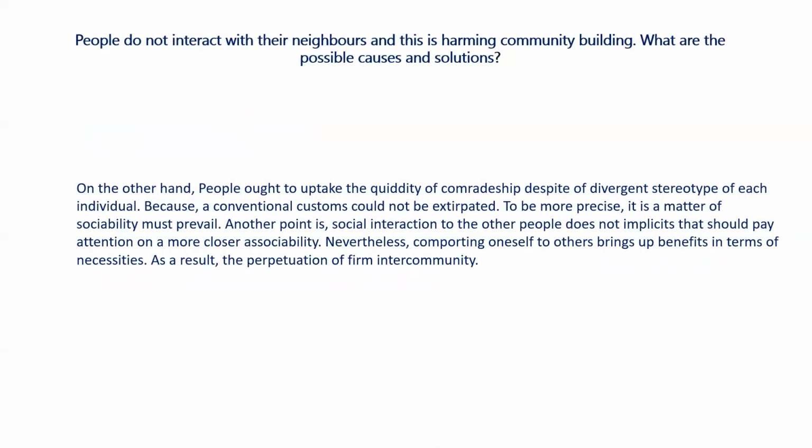Main body paragraph 2. "On the other hand, people ought to uptake the quiddity of comradeship despite of divergent stereotype of each individual, because conventional customs could not be extirpated."